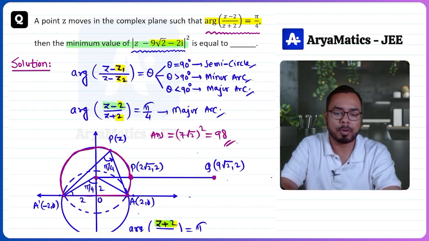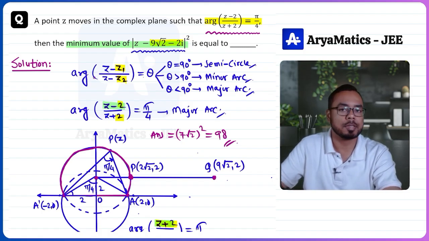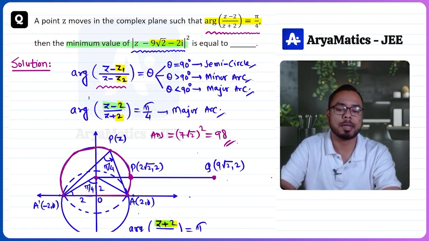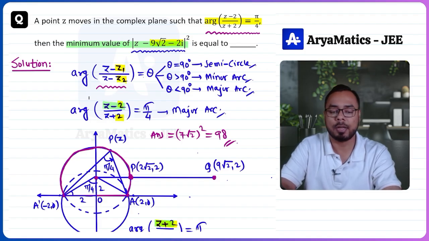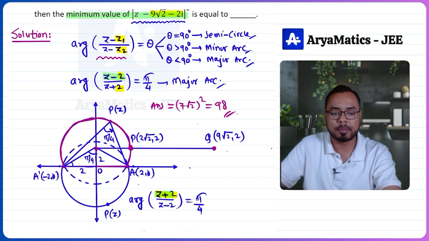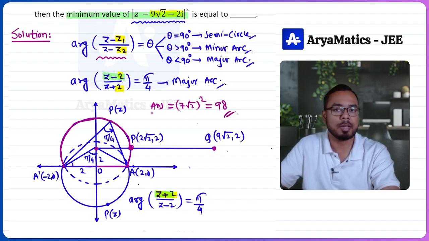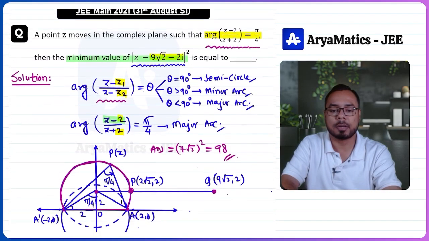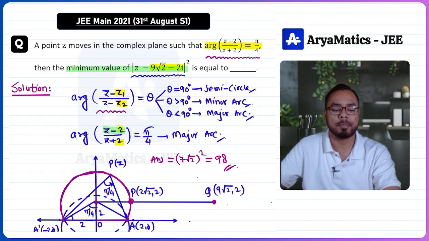Right, so this was a problem purely on this simple concept: argument of (z minus z1) by (z minus z2) equals theta will represent either a semicircle, a minor arc or a major arc, depending on the value of theta. In this problem, this is the locus that we are getting, and PQ will be minimum when point P is here. Minimum value of PQ square will be 98, and that is the right answer for this problem.